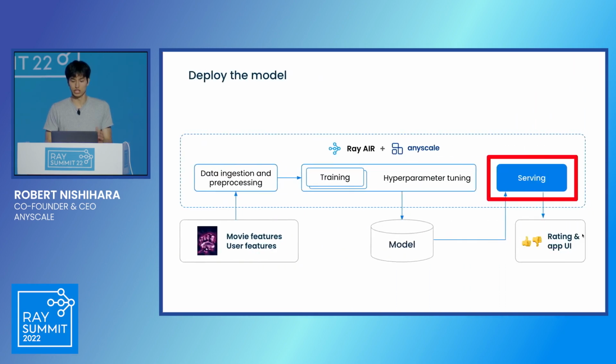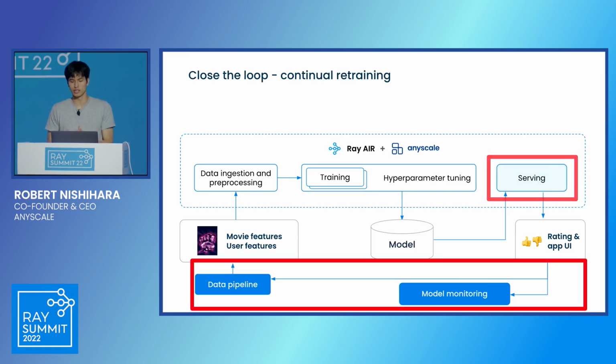OK, so what we just showed was how to take the model we trained, deploy it, and use it to actually power our application. So the last thing I want to show is closing the loop with continuous retraining. As new data comes in, how can we update and retrain our models?